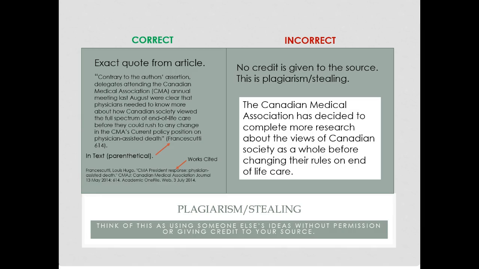Here's an example of incorrect and correct way to do credit. So here is my quote. I've got it in quotation marks, so that's a check mark. I've got my author's name, the page number, it's in the parentheses, and it has a period. And the period is after the in-text credit or parenthetical credit.